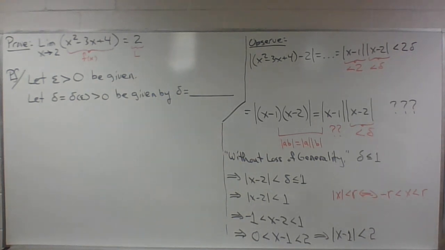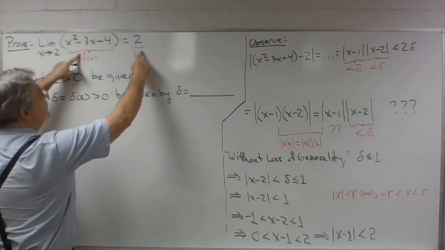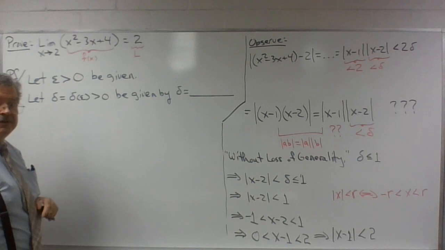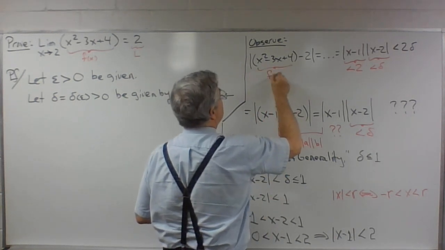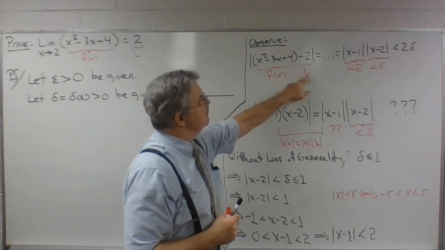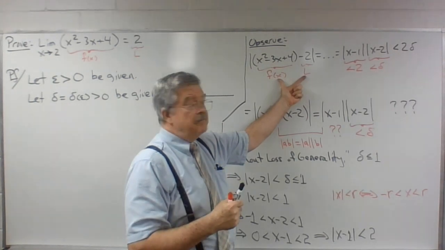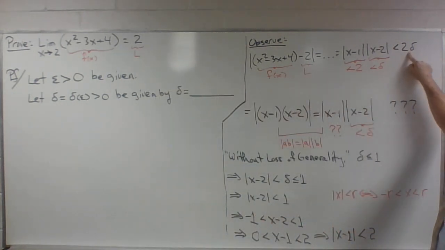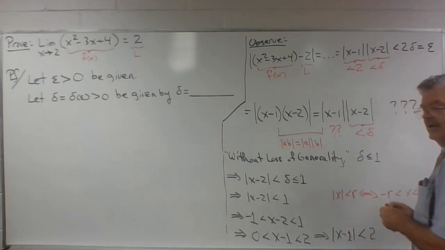Now think about it. In our proof, aren't we going to try to make f of x within epsilon units of the limit 2? In other words, aren't we going to try to make f of x minus 2 less than epsilon? Over here, here's my f of x. Here's my limit. Aren't we trying to make f of x within epsilon units of the limit? In other words, we're trying to make the absolute value of f of x minus the limit less than epsilon. Well, we have absolute value of f of x minus the limit less than something right here. So why don't we make this our epsilon? We're going to make this our epsilon. Oh, that's great.